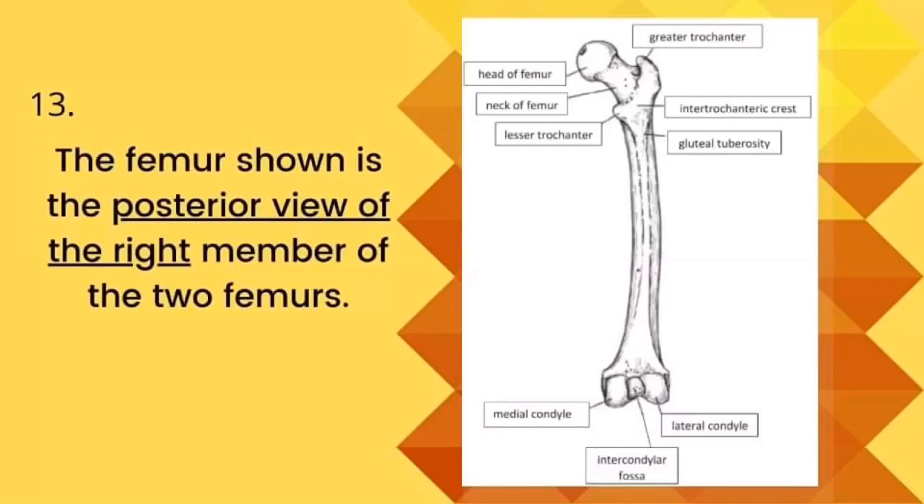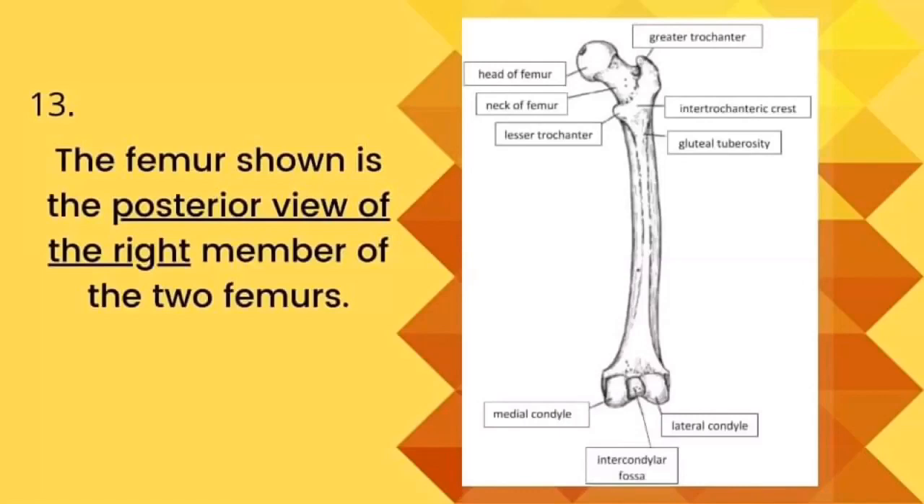So first is the head of the femur. It is located at the highest part of the thigh bone and it is supported by the femoral neck. So the femoral head serves as the ball in the hip joint, allowing for a high degree of motion in the hip.